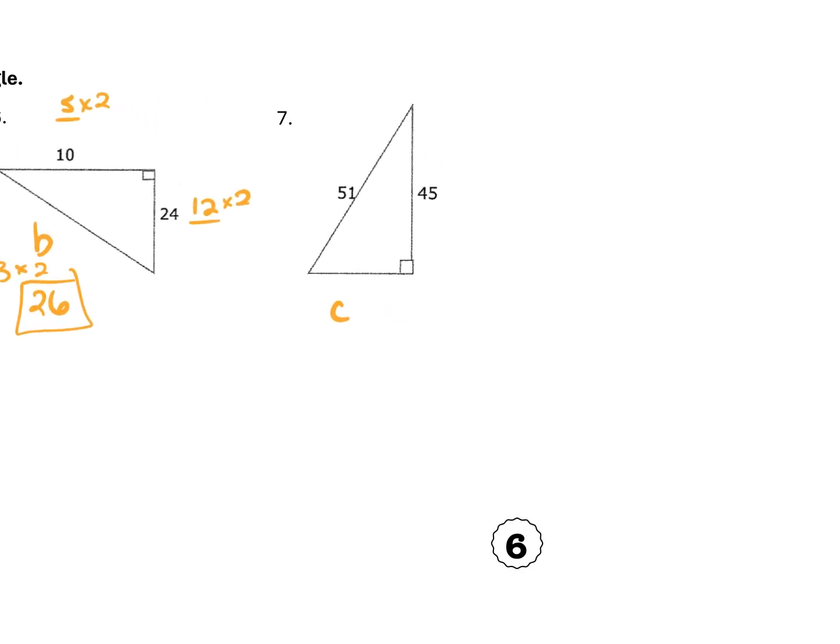And then what about C? 24. I repeated that 51 to help you remember that 17 times 3 gives us 51. So this is an 8, 15, 17. Each of those is getting multiplied by 3. So that means that C is equal to 24. Excellent. Okay, so you've got to be memorizing.